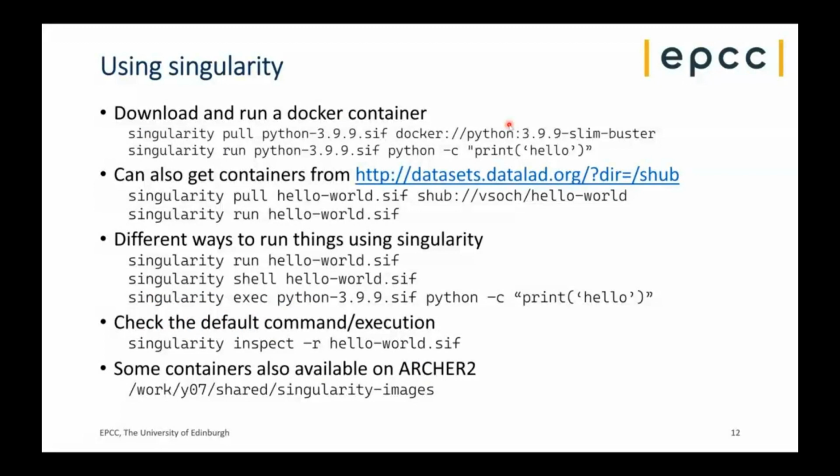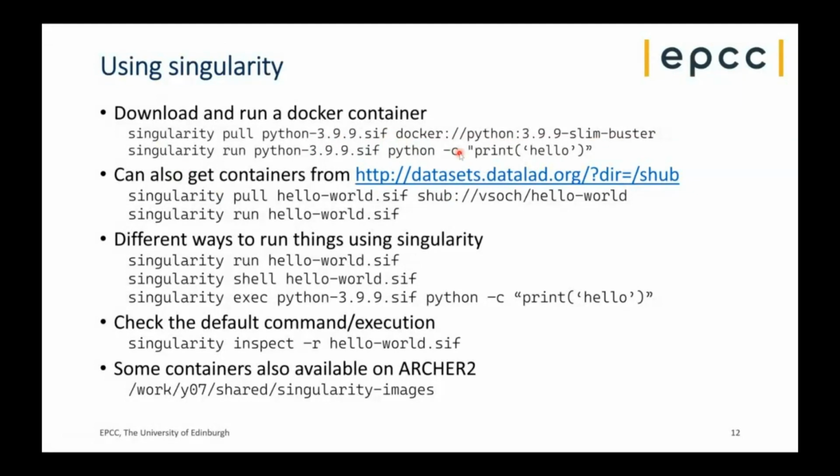So here's an example of running a Docker container on the system. If you've never done containers before, don't worry that you don't understand any of this. It should hopefully make sense as we go through. Here we're using Singularity to get a container. We're going to call it Python 3.9.9, and we're pulling it down from this location online. And then once it's come down, we can just run Python inside that.